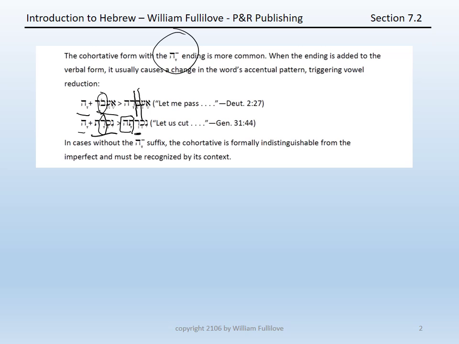Also be aware that if this a suffix is not present, the form of the imperative, the form of the cohortative and the form of the imperfect will be completely identical in form. It will only be the context of the statement in which the verb is used that will help you know whether you should read the form as an imperfect or as a cohortative.